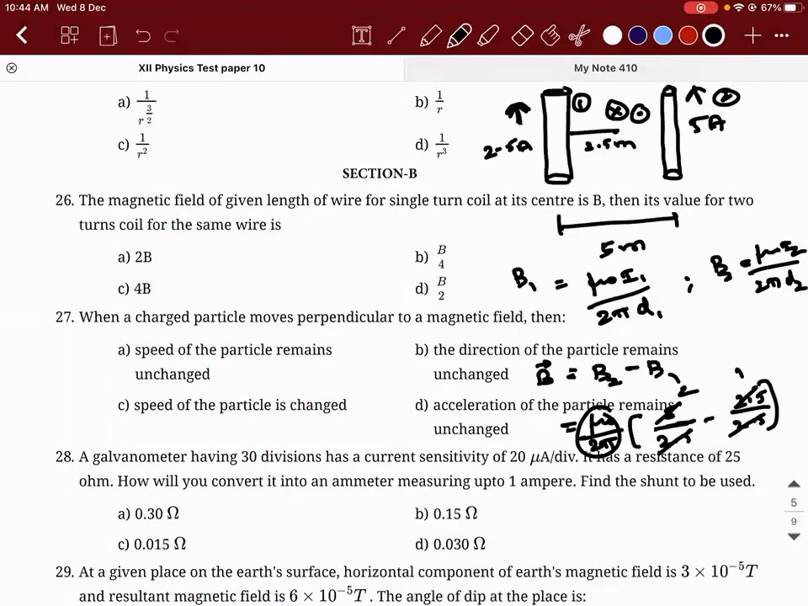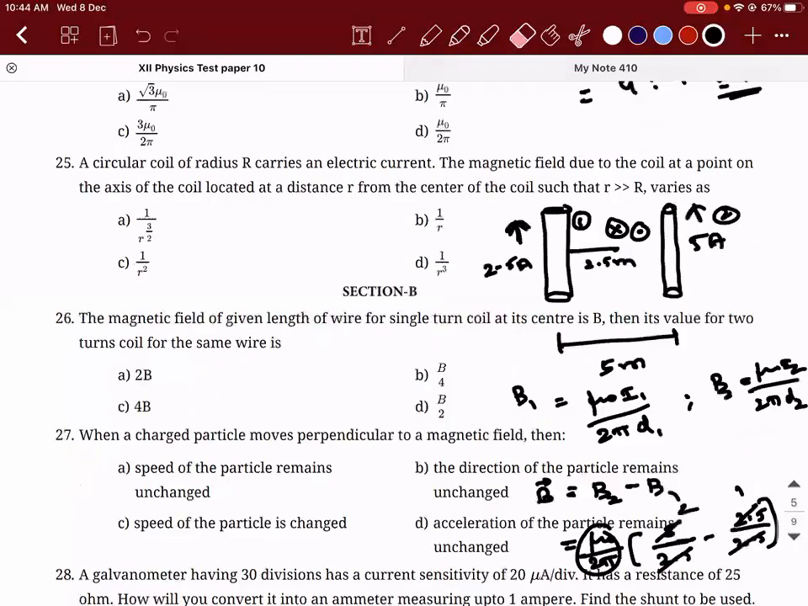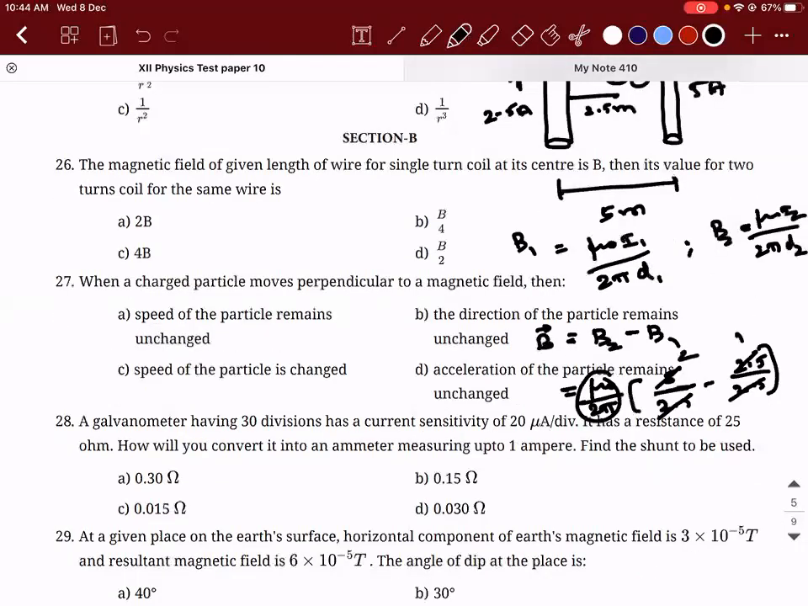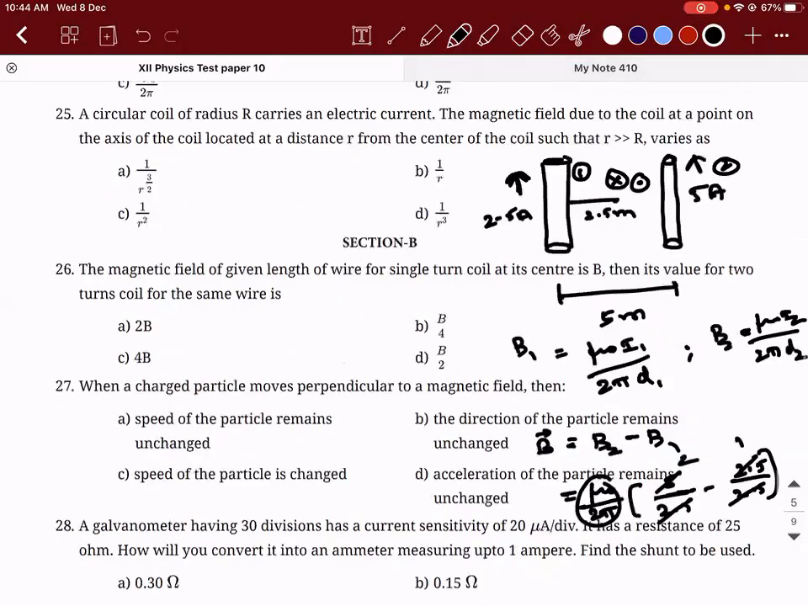That is 2 into 10 power. We can leave it as it is, right? Mu naught by 2 pi can be left as it is. So 3 times mu naught I divided by 2 pi. Is there an option?